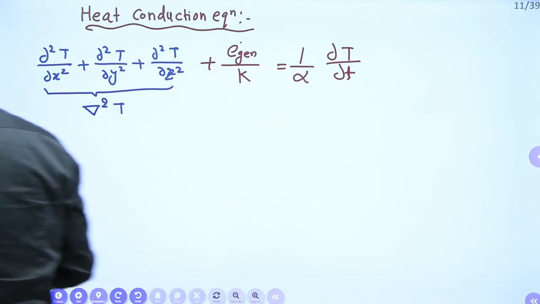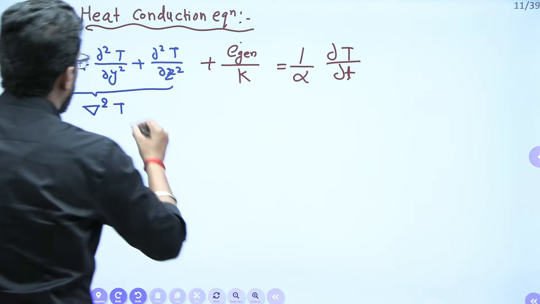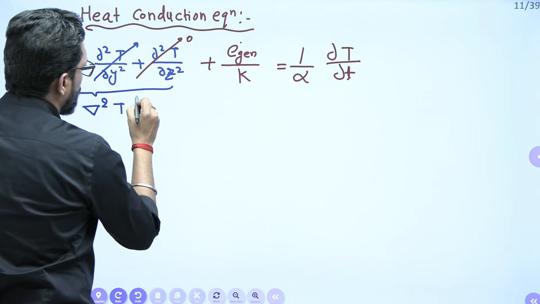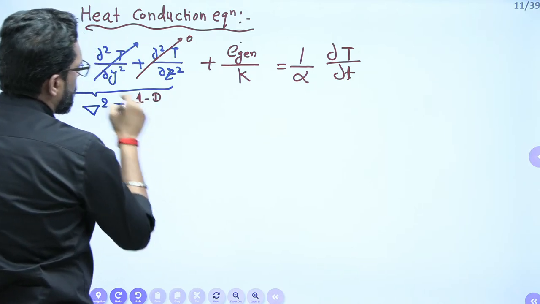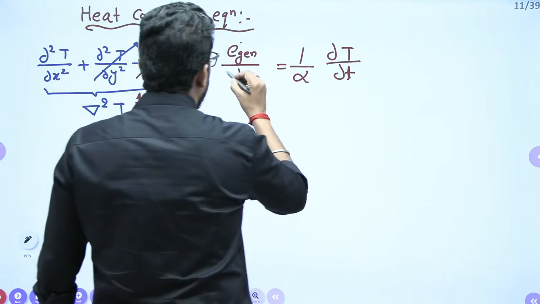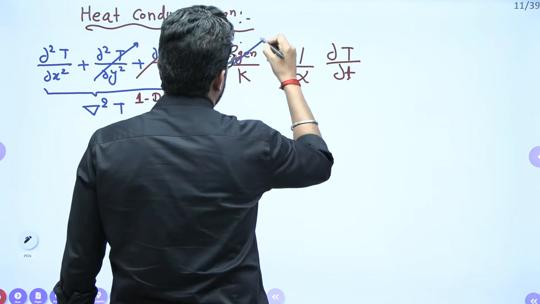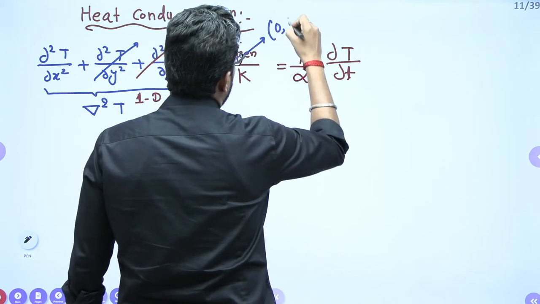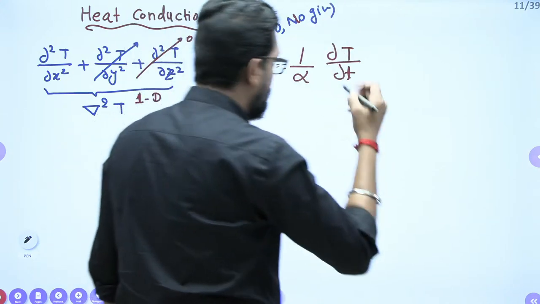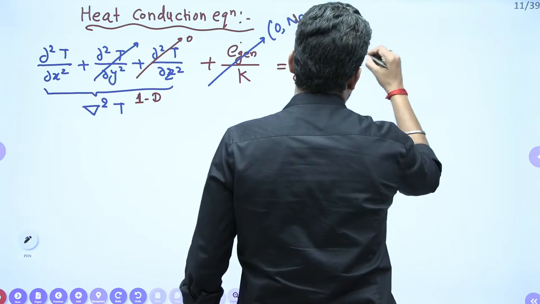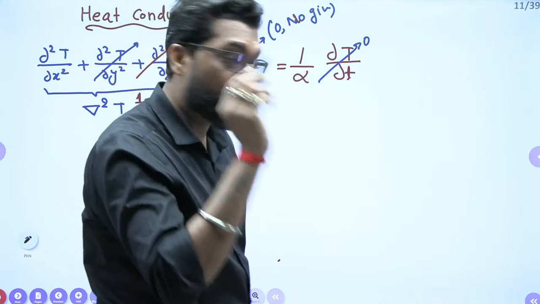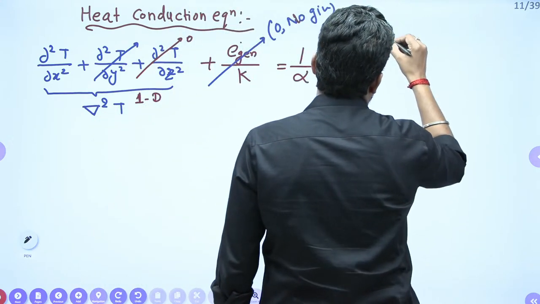See, this term is zero, and this term is also zero. Why? Because it is one dimension, that means the y direction and z direction terms are zero. No information is given about heat generation, so that is zero too. And this is steady state, so any variation of any parameter with respect to time is zero, because the flow is steady.